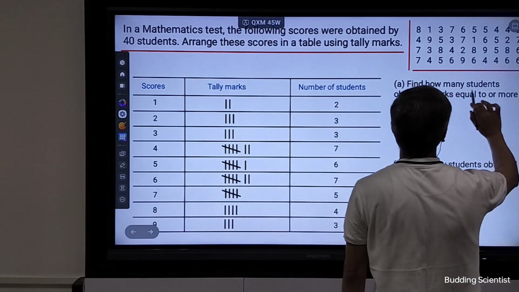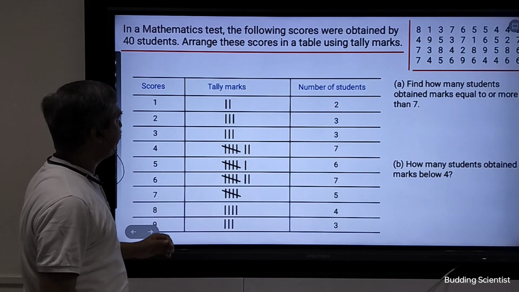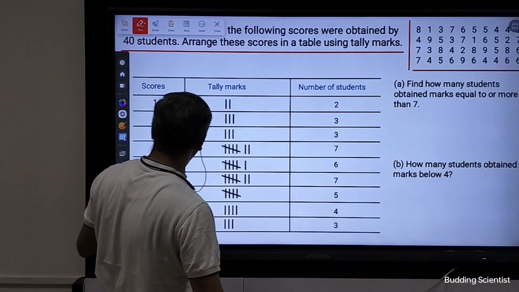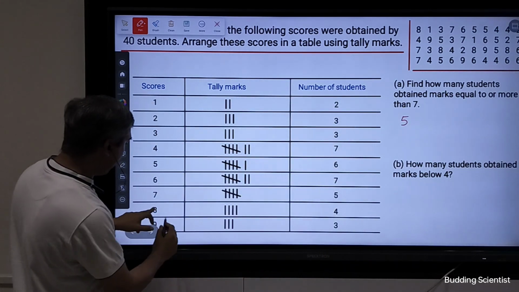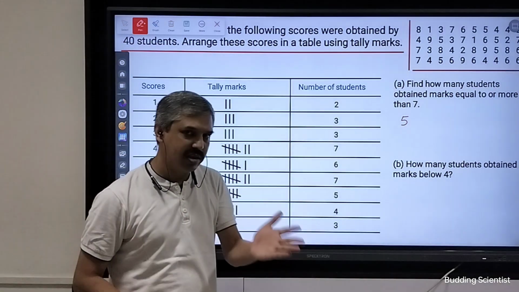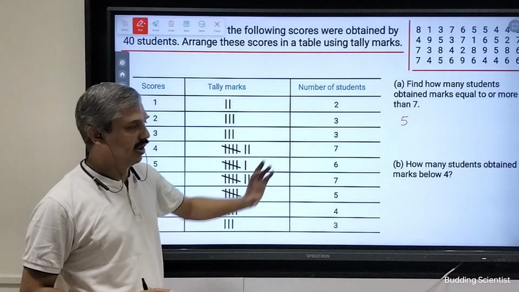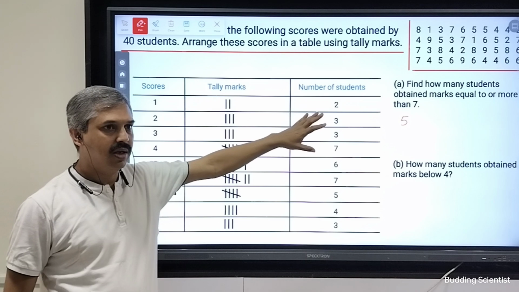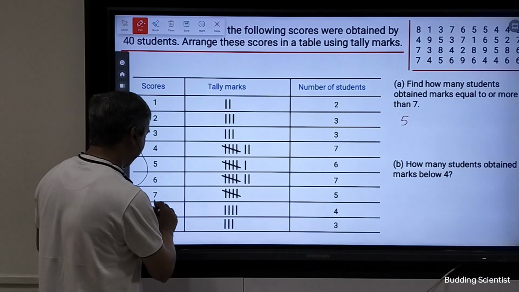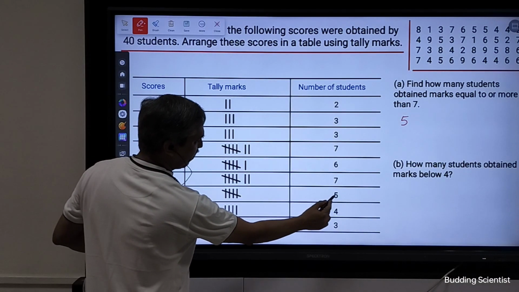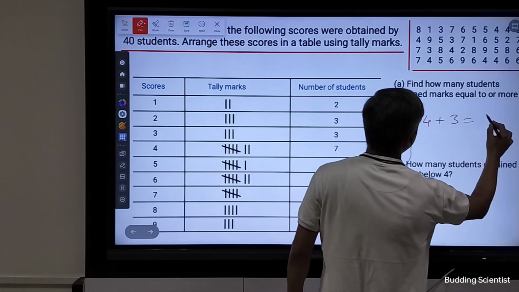The first question: find how many students obtained marks equal to or more than 7. Equal to 7 or more than 7. Equal to 7 is 5. Equal to 8 is 4. We want either 7 or more, so more will be 8 or 9. There is no 10 score here. There is nobody who got 10 marks. So we'll take the scores 7, 8 and 9. So we'll add them: 7 plus 8 plus 9, that's number of students 5 plus 4 plus 3. This makes it 12.